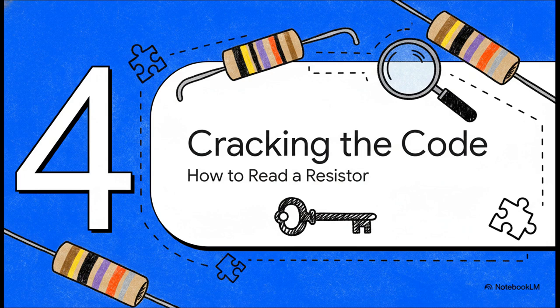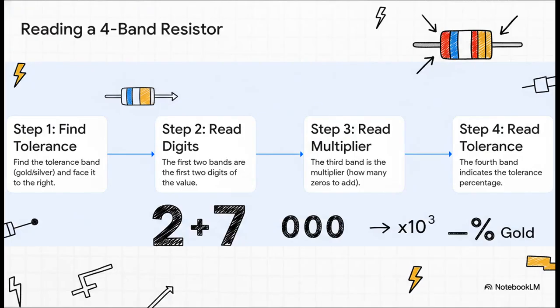Okay, so you've picked a resistor, but how do you know its value just by looking at those little colored stripes? Well, it's time to crack the famous Resistor Colour Code. It might look a little intimidating, but trust me, it's actually pretty simple. So here's how you read a standard 4-band resistor. First, find the gold or silver band. That's your tolerance. You want to put that on the right side. Then, reading from the left, the first two colored bands give you the first two digits of your value. The third band tells you the multiplier, which is just a fancy way of saying how many zeros to add. And that last band on the right tells you how precise the resistor's value is.